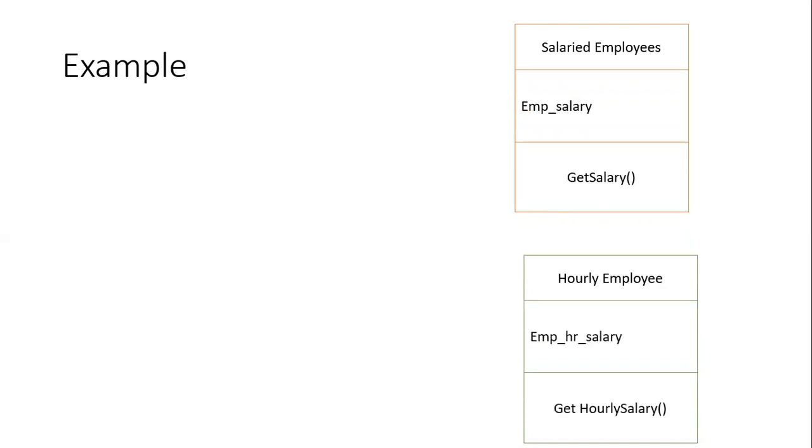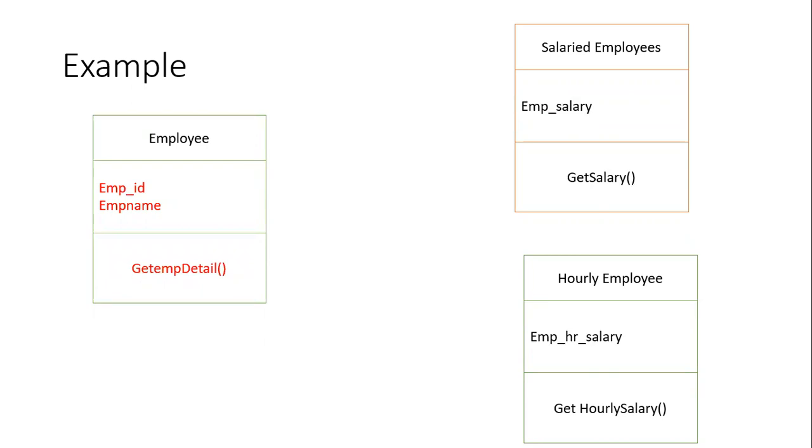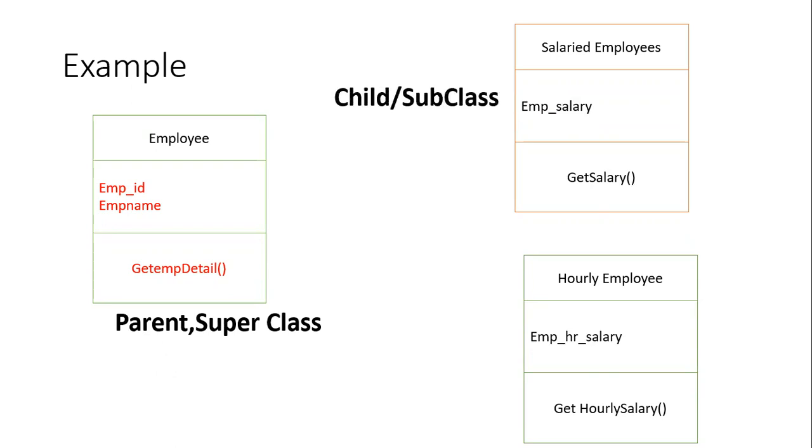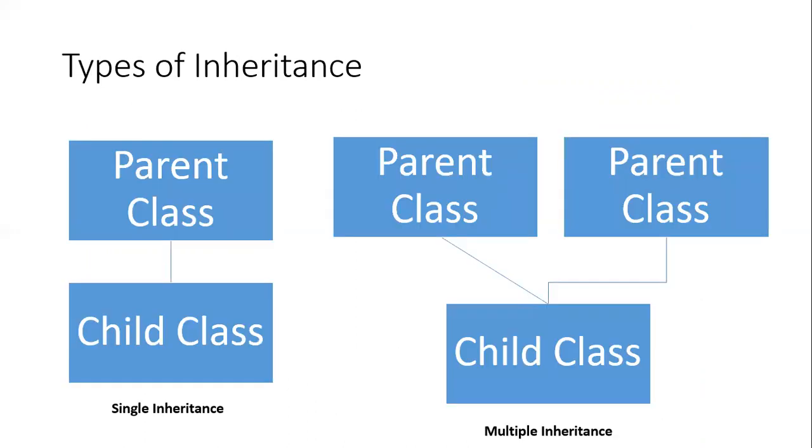You could see the difference over here. There are two classes, salaried employees and hourly employees, and both are sharing this information from their parent or the superclass. Salaried employees and hourly employees are the child or subclasses. There are two types of inheritance. One is single inheritance, the other one is multiple inheritance. In single inheritance, there is one parent and one child. In multiple inheritance, there are two or more parents and only a single child.